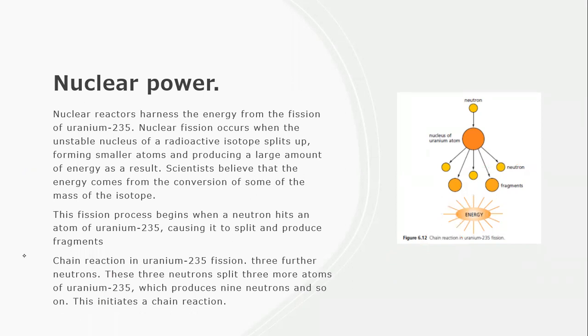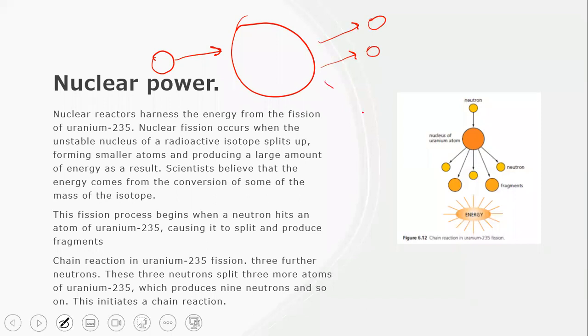Now, this reaction is known as a chain reaction. How is it a chain reaction? You are using one neutron to hit one nucleus of uranium. This nucleus of uranium is going to break apart. It will give you smaller fragments, and along with smaller fragments, it is also going to give you three more neutrons.